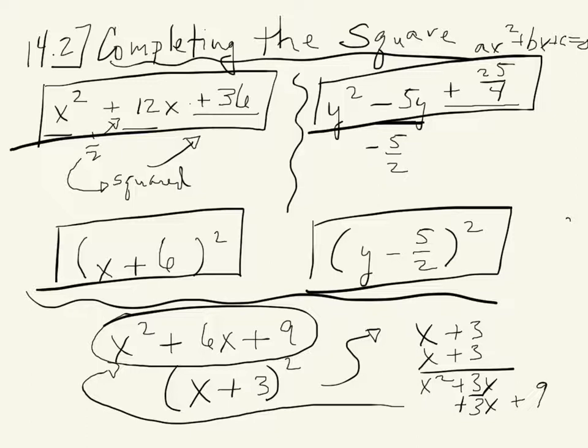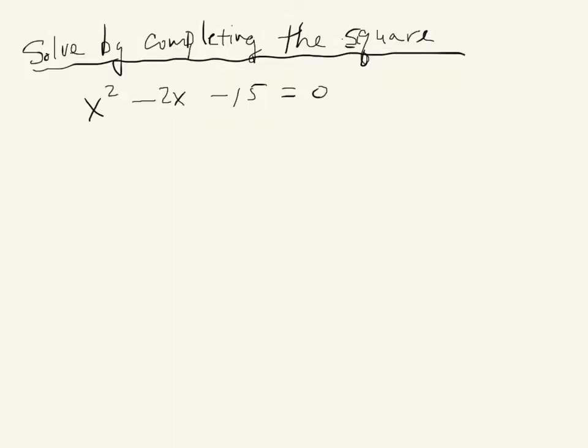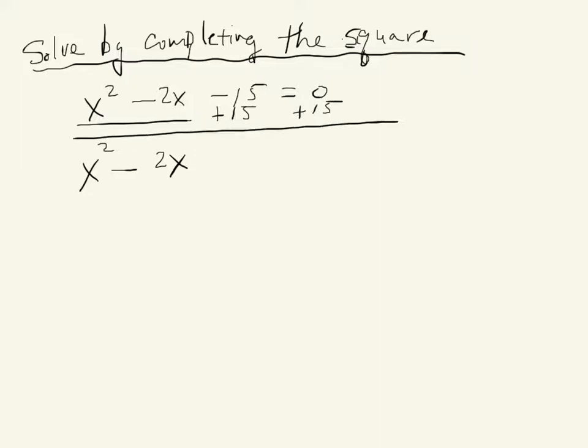So let's look at what we're going to do with these. Say solve by completing the square. First thing you need to know is these two terms have to be by themselves on one side. So we're going to put them on this side, x squared minus 2x. And we're going to get rid of this, so we're going to add 15 to both sides. So leave this space right here, equals 15.